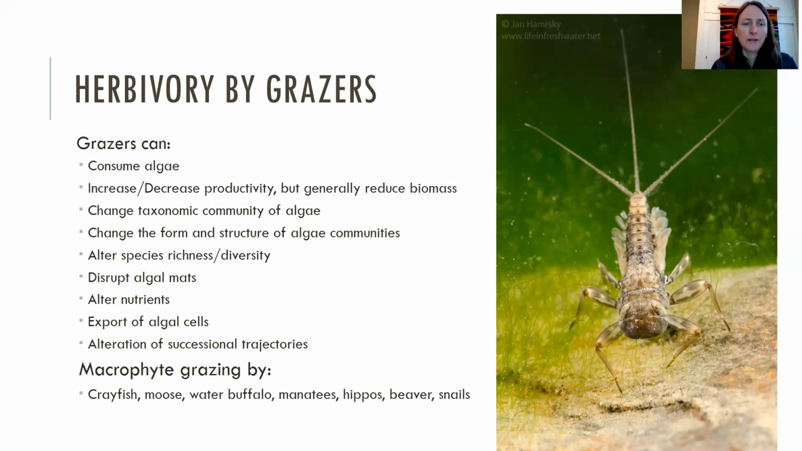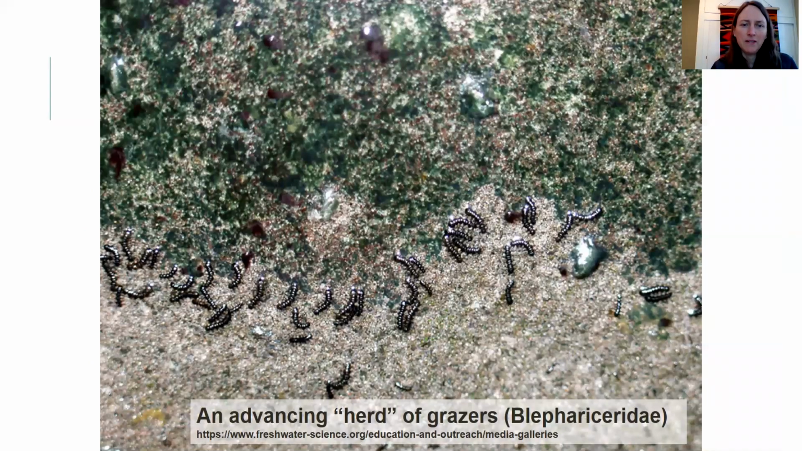Macrophytes are typically grazed by organisms like crayfish, moose, water buffalo, manatee, hippo, beaver, snails. And macrophytes are really heavily consumed. So 5 to 10 times more macrophyte tissue is consumed per area than the plant tissue that's consumed on land. So it partly is because macrophytes tend to not have as much structural, like woody material, and so they're just easier to consume, most likely. Here is a picture of an advancing herd of grazers. These are some Blepharisauridae fly larvae grazing on algae on rocks. You can see they are just cleaning it up.